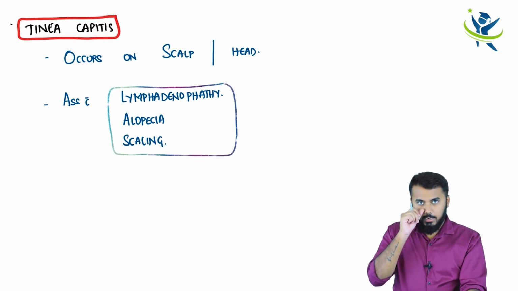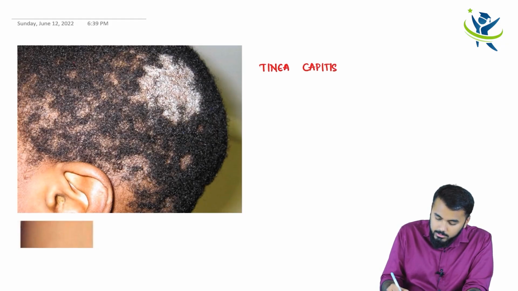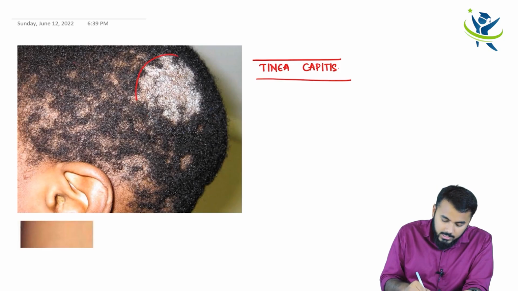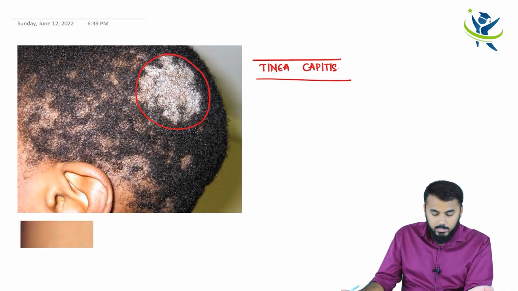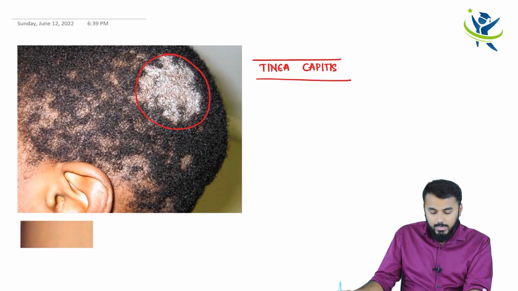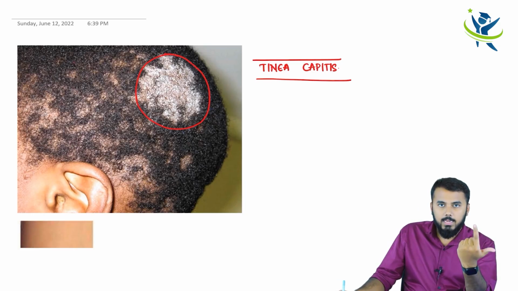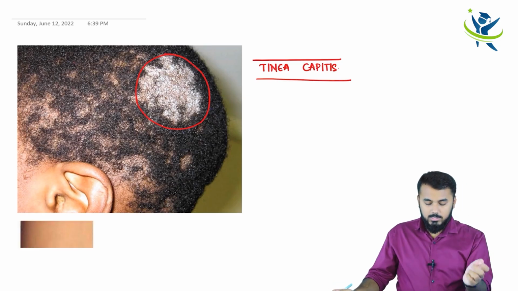So we shall be looking at the picture now. Look at the picture guys. This is a picture of tinea capitis. As you can see, there is a tinea capitis infection over there. That part has no hair, because there is alopecia. Lymphadenopathy we cannot see in this child, we can only palpate. And there is scaling. You see white scales on the surface where there is no hair. As I told you, tinea capitis is associated with lymphadenopathy, scaling as well as alopecia. So this is tinea capitis.